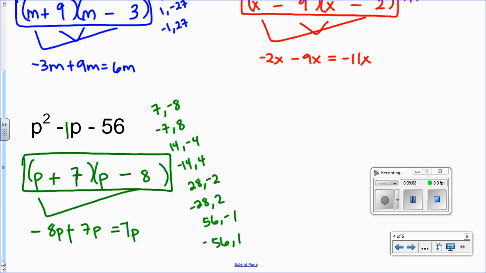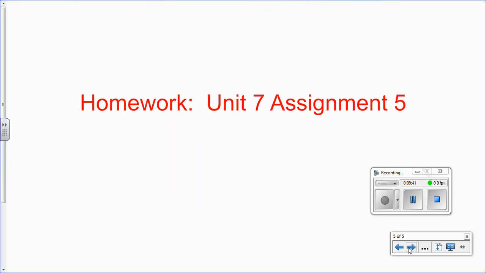So you may have learned this doing like product and sum. And so when the a is 1, so the number out front of the square term is 1, like all of these examples, then you really can just think, okay, multiply to be 56 and add to be negative 1. But we're going to see in the next video what we have to do when there's numbers out front. Okay, so do Unit 7, Assignment 5.